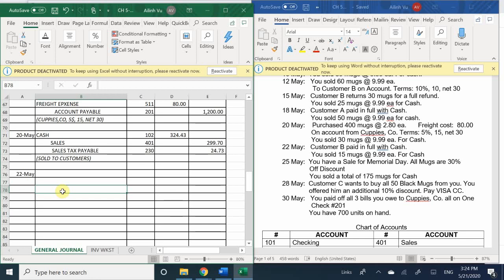Okay, so let's understand this. What are the two reasons we can use the account? Are we giving him a return? Are we giving him an allowance? So we're giving him a discount, but is he attempting to return something? No, he's not. So what account are you going to use?